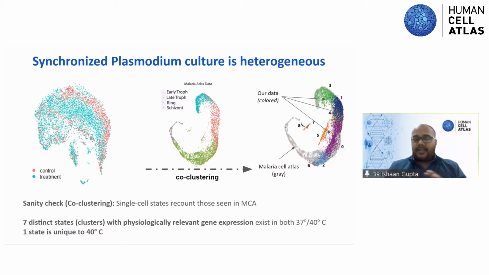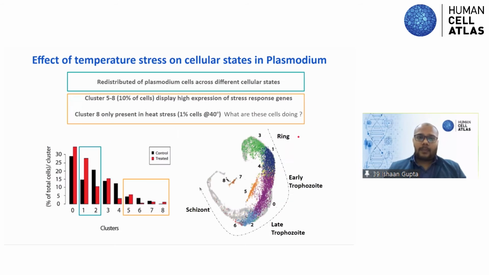And they are representing physiologically relevant states such as early trophozoites, rings, late trophozoites, schizonts, some jargon. But there are also some interesting things that are coming up, which is one particular state, which is cluster 8, very small cells, which I'm going to talk more about in the remaining talk.